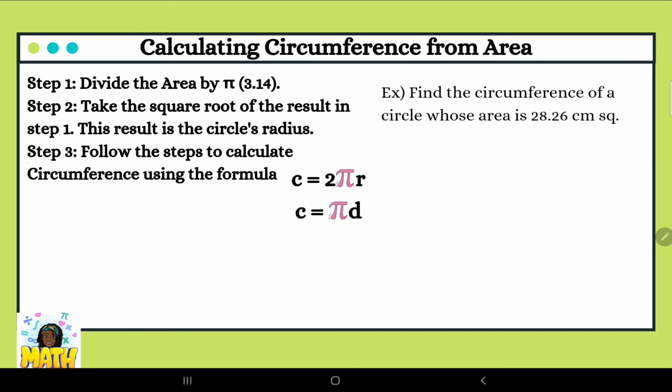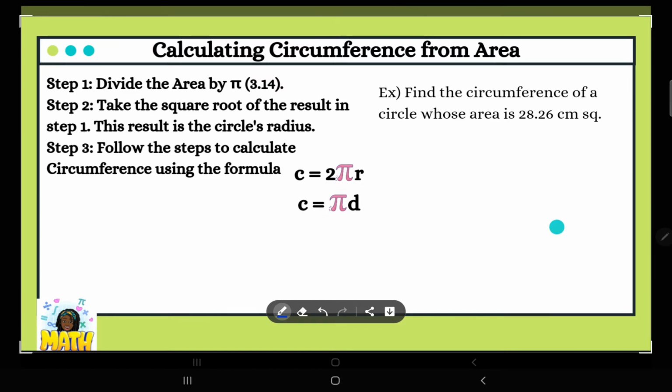Today we're focusing on calculating circumference given the area of a circle. Step 1 is to divide the area by pi, 3.14. Step 2 is to take the square root of the result in step 1. This will give us our radius. And step 3 is to follow the steps to calculate circumference using the formula c equals 2 pi r or c equals pi d.